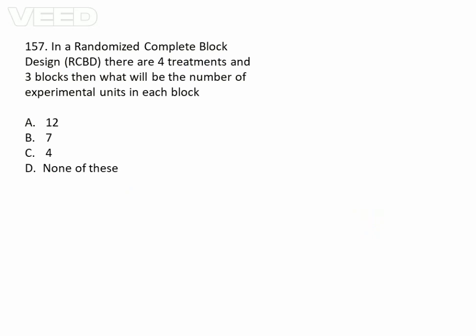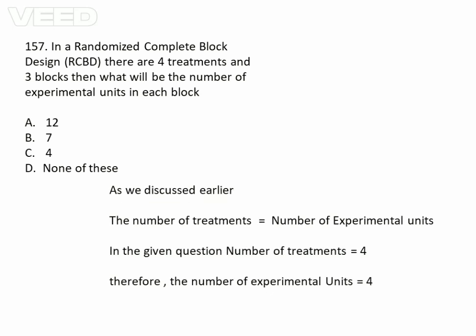Now we discuss question number 157. In a randomized complete block design, there are 4 treatments and 3 blocks. Then what will be the number of experimental units in each block? As we discussed earlier, the number of treatments is equal to number of experimental units. In question number 157, there are 4 treatments. Therefore, the experimental units will be 4. Therefore, the correct option will be C, which is equal to 4.